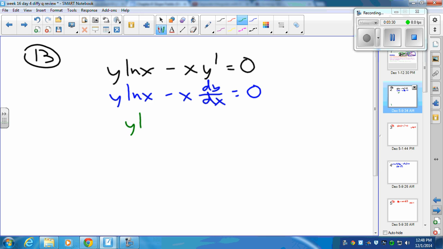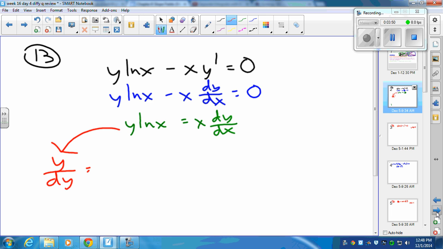My first step is I'm going to move over the second half of the blue. And then I am going to do this. Remember, there's 2 options here. Some of you might go, well, y's are always on the left, so you would have y over dy equals x over ln of x with a dx on the bottom. You did separate that, that is correct, but you cannot integrate this because you can never have the dy's or the dx's on the bottom.